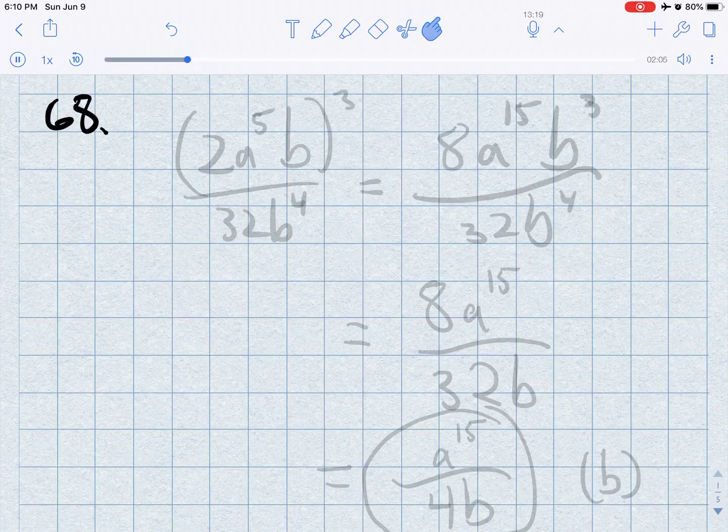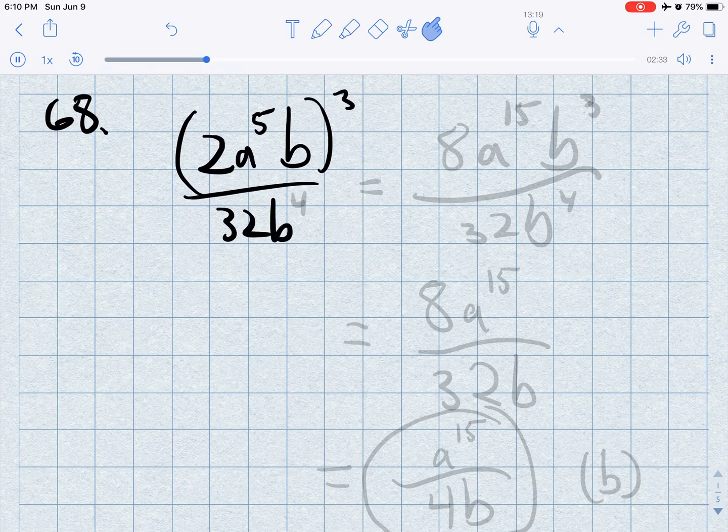68. What is given is a fraction. What's in the numerator? 2a to the fifth, b to the fourth, raised to the third over 32b to the fourth. Okay?